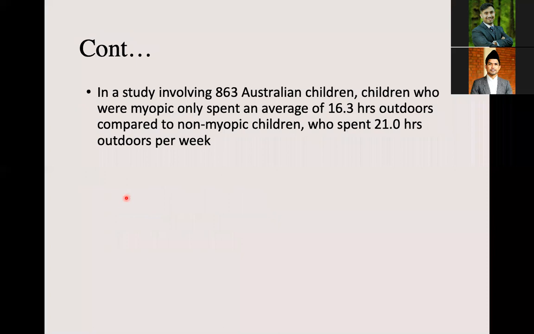And this is also one study which I have taken from one resource. In a study involving 863 Australian children, those who were myopic spent an average of 16.3 hours outdoors per week, compared to the non-myopic children, who spent 21.0 hours outdoors per week. That means children who spent fewer hours outdoors were found to have more myopia.